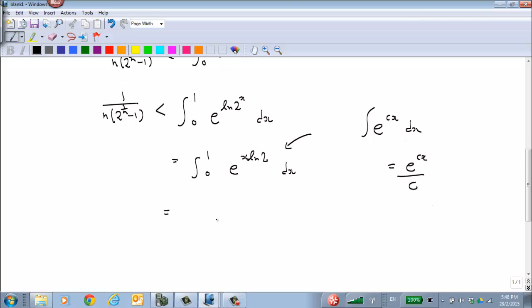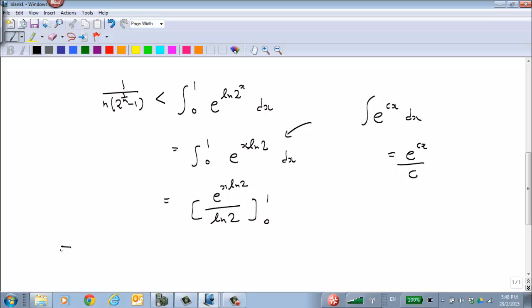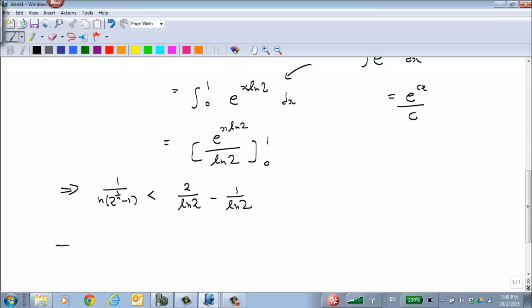Hence, it becomes something like this. This will imply that, substituting 1 inside, what you will have is 2 over ln 2 minus 1 over ln 2, giving you this. So how far away am I from the equation?